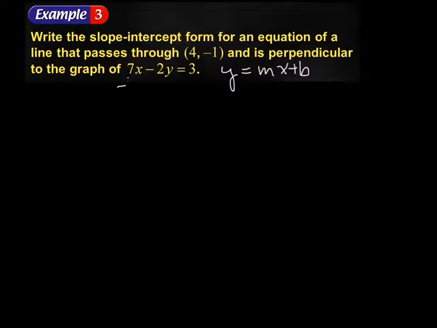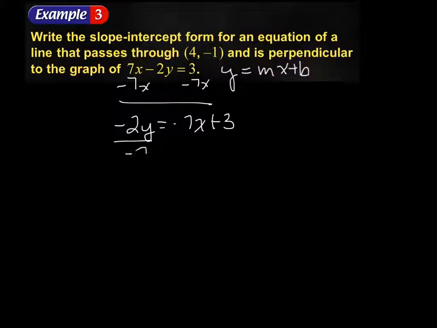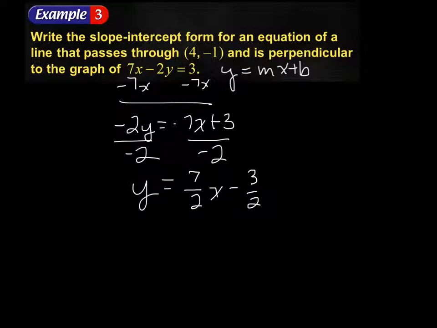So we're going to have to subtract 7x from both sides of the equation. So I have -2y equals -7x plus 3. And divide both sides by -2. So I have y equals, negative divided by negative is positive, 7/2 x minus 3/2. We really don't care about that, but I can't help myself. So my original slope is 7/2.